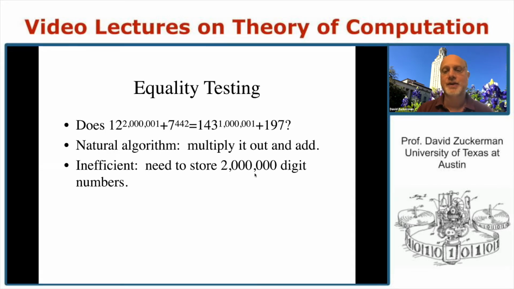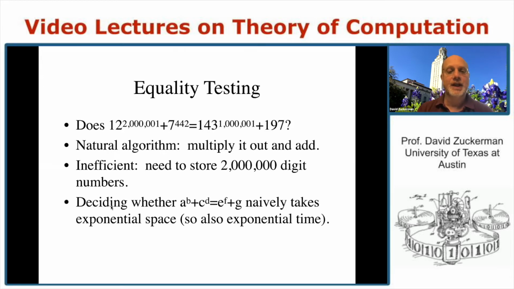You need to store 2 million digit numbers. These are quite big and not easily stored in a computer. And in general, deciding whether a to the b plus c to the d equals e to the f plus g, if you just do it naively in this way, is going to take exponential space and hence exponential time. So this is not a good way to do that. Is there a better way?